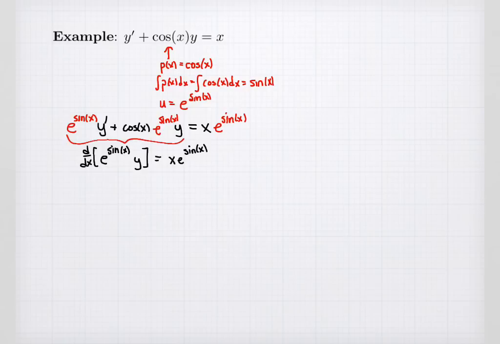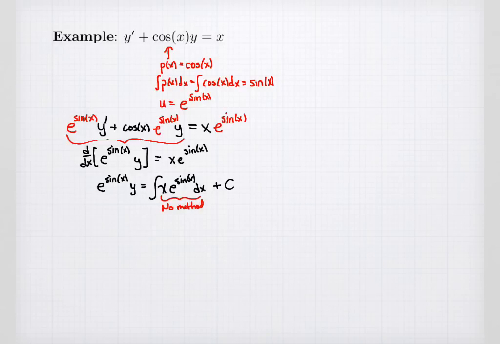But if I were to try to solve for y, let's see, I get e to the sine of x times y is equal to an antiderivative of x e to the sine of x dx, and there's going to be some unknown constant. And the problem is we don't have a way to find that antiderivative using algebra. Well, this is why the fundamental theorem of calculus was created.